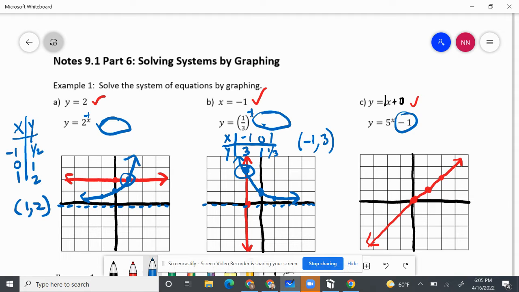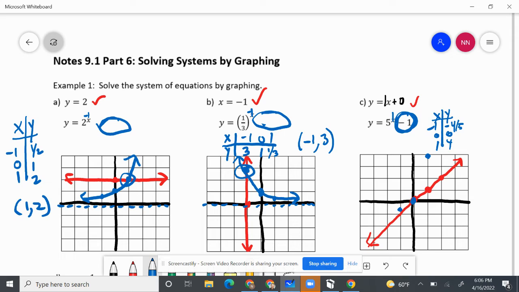For my second one, once again, I'm going to use -1, 0, and 1. -1, I flip it. It becomes 1/5 minus 1 is -4/5. Anything to the 0 is 1. 1 minus 1 is 0. And when I plug in a 1, it stays the same. 5 minus 1 gives me a 4. So -1 and -4/5. I have 0, 0, and I have 1 and 4.